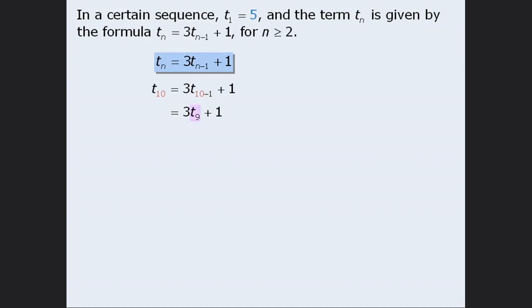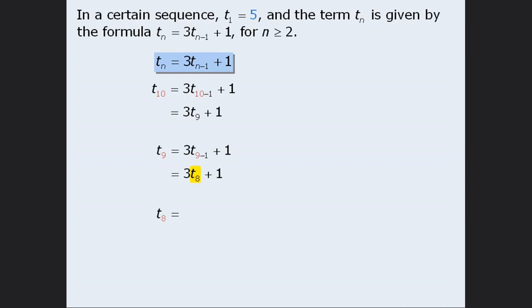But what is the value of term 9? Well, to find the value of term 9, we plug 9 into the formula. When we simplify this part, we get 8. So term 9 is equal to 3 times term 8 plus 1. But what is the value of term 8? Well, let's find out. As you can see, to find the value of any term, we must know the value of the term before it.